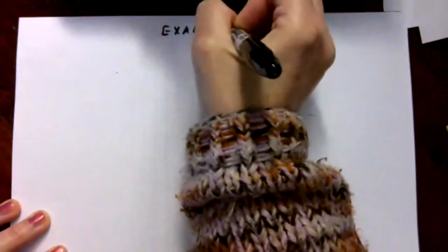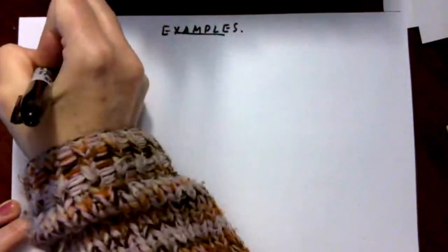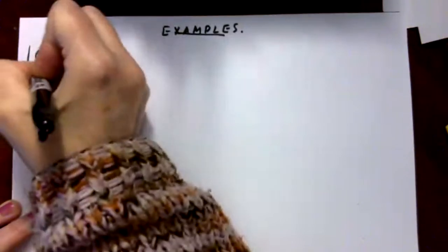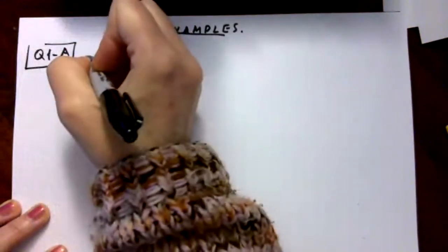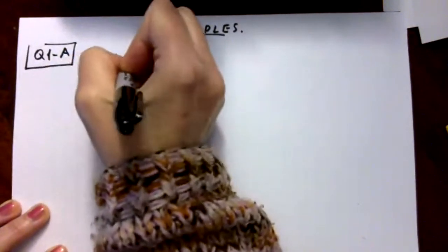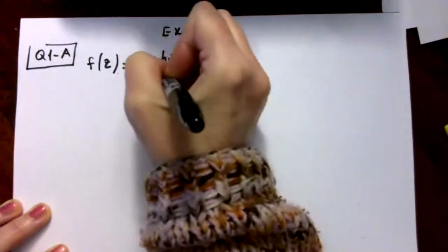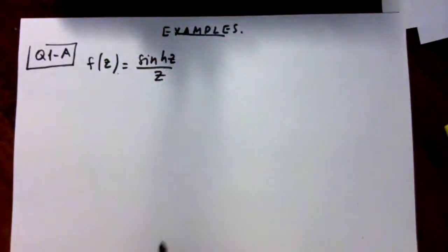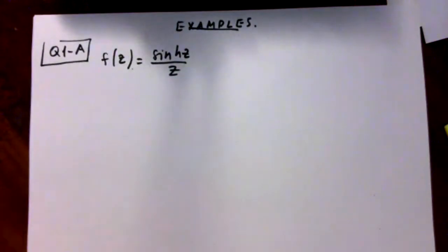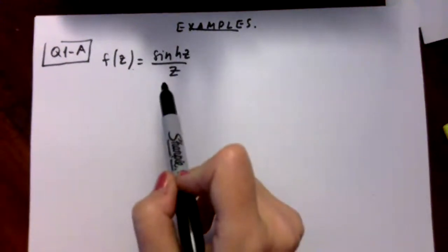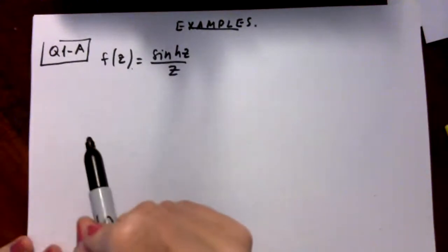And now it's time for us to do examples. Examples at last. The very first example will be question 1a. Once again, by the way, we already dealt with question 1a. It was hyperbolic sinus of z divided by z. And the assignment so far has been the same for the whole 3 tutorials: determine the points of singularity and find the residue at these points.